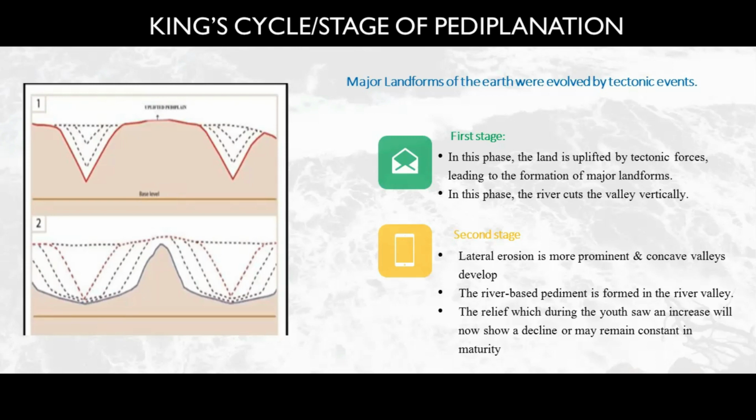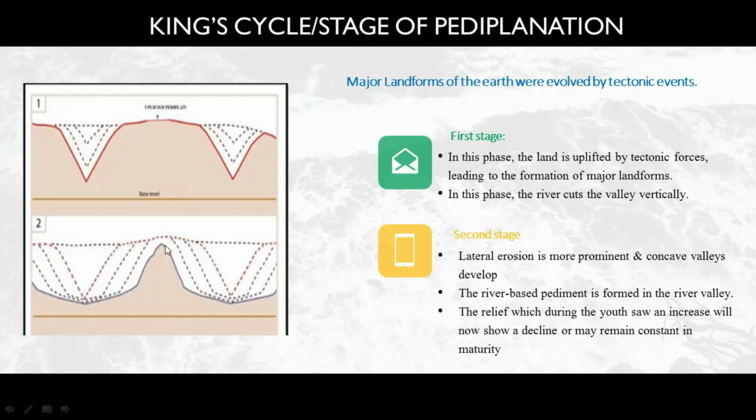Because in the second stage we find more lateral erosion. Why do we find more? Because of the joining of the streams. Joining of the streams leads to what? Volume increase of water. Volume increase of water leads to what? More lateral erosion. So the relief which during youth saw an increase will now show a decline of relief. Over here there is parallel retreat, that also declines. Earlier the relief was here, now the slopes have retreated to here. The same way on this side also, plus there is a parallel reduction of course.